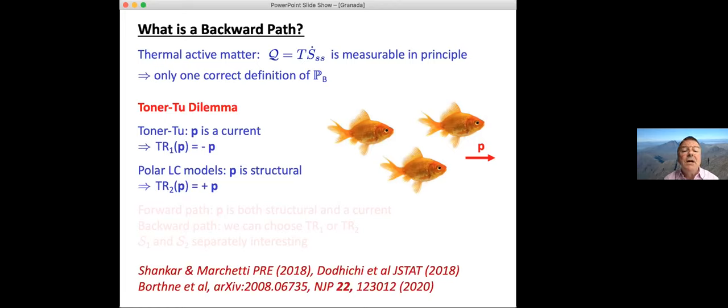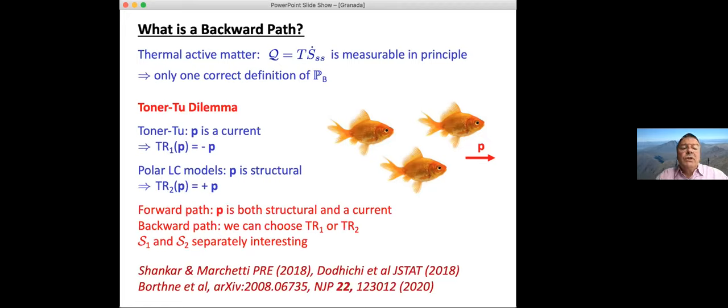And the way they set it up, there's a vector field, P of R and T, which they viewed as a current. So if that's the case, then if I time reverse my dynamics, and this I shall call TR1, if that's a current, it must reverse on time reversal. So TR1 operating on P is minus P. But since then, a whole body of literature has grown up, a lot of it describing subcellular systems, actually, cytoskeletons and things like this, which are polar liquid crystal models, in which P is a structural object. It refers to the orientation of some objects, such as these goldfish. So if that's structural, then on time reversal, okay, the goldfish have to swim backwards, but they're still pointing the same way. So if P is a structural vector, then time reversal operation number two on P is plus P. So P is even or odd, depending on whether it's current or structure.